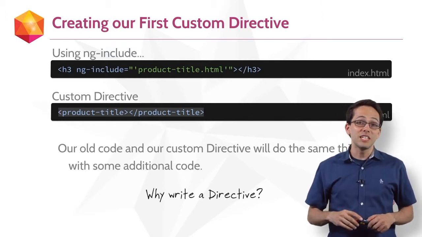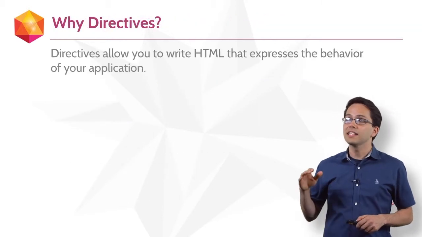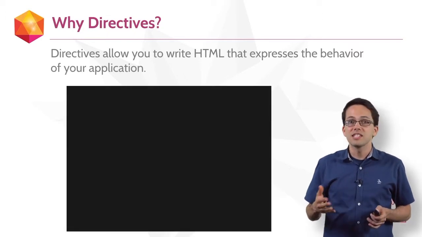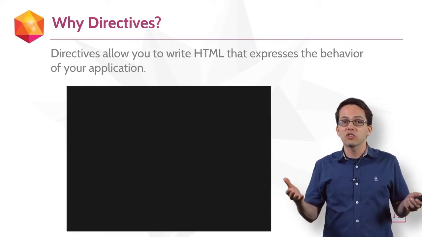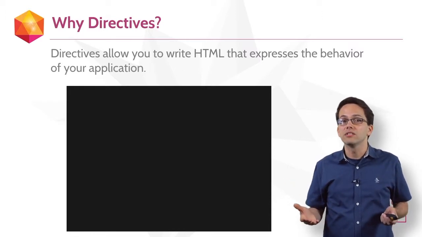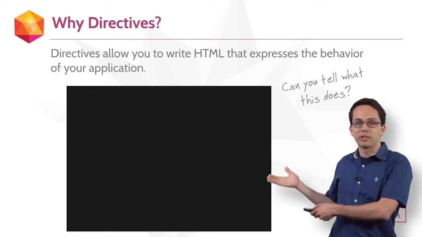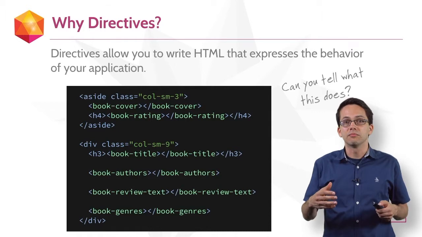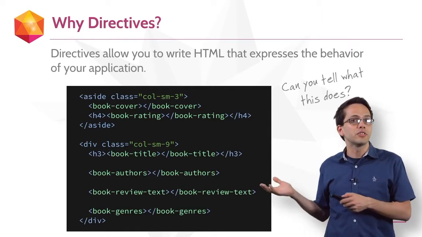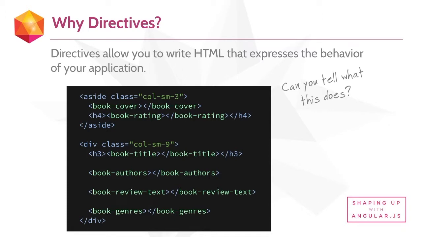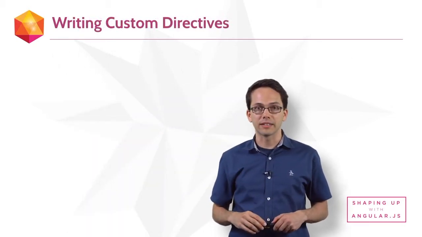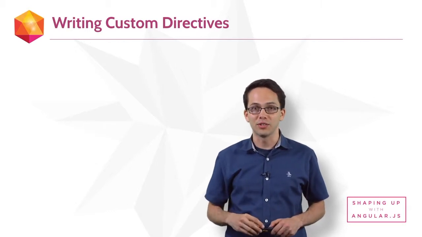Well, directives are part of the secret sauce of Angular, because they allow you to write HTML that expresses behavior of your application. Typically, HTML only tells you about the structure. It doesn't tell you what your application does. But if you look at a typical Angular application like this one, even though you've never seen this application before, or even played with it on your browser, I bet you can still understand what it does. So expressiveness is the real power of writing custom directives, and there's several different types of directives you can use.